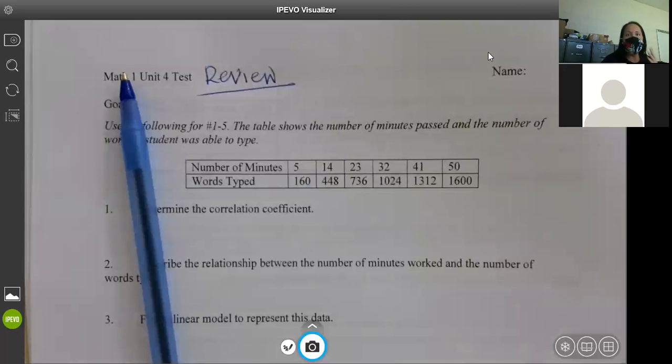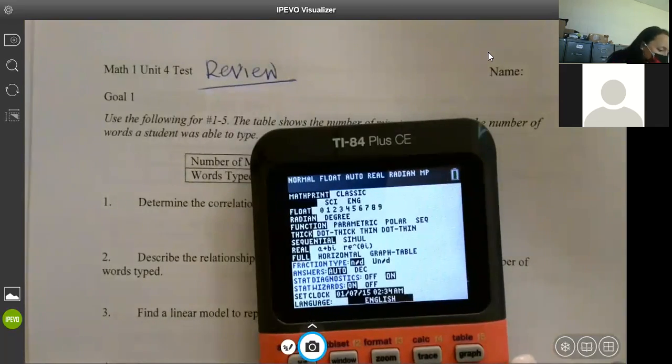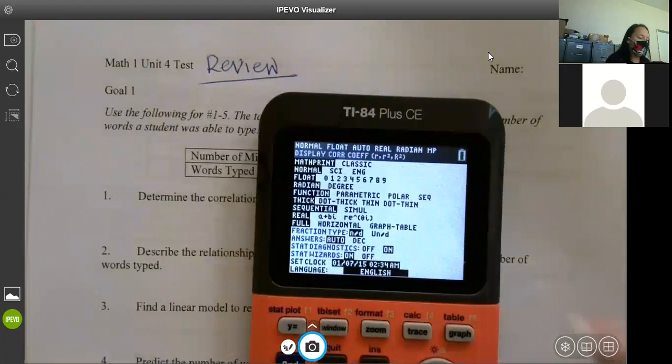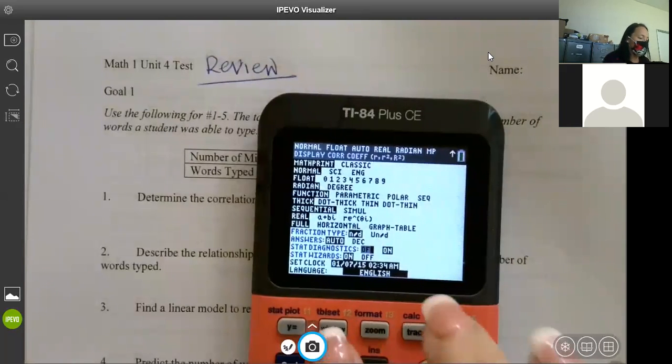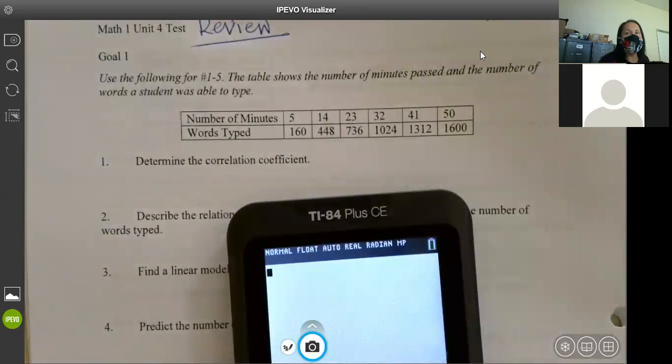Okay. All right. So we're going to start. Remember that you can use your calculators on this. That is perfectly fine. I'm going to make sure that mine is in Stat Diagnostics on. So make sure that that on box is highlighted and then we're good to go. The first one says determine the correlation coefficient.